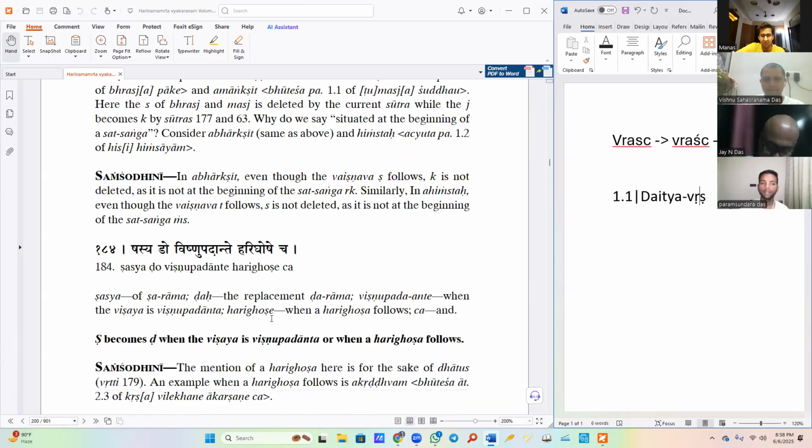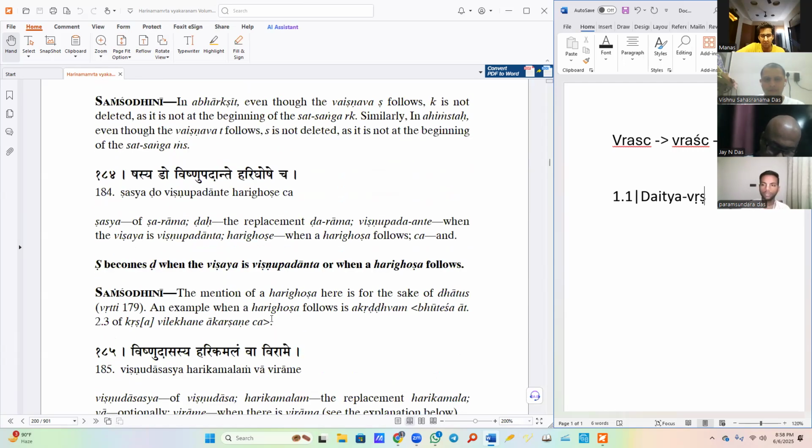Shasya Vishnupadante Harighoshe Cha. Now this Sha becomes Da when the Vishaya is Vishnupadanta, or when a Harighosha follows. So here this Sha is Vishnupadanta. So this Sha will change into Da.